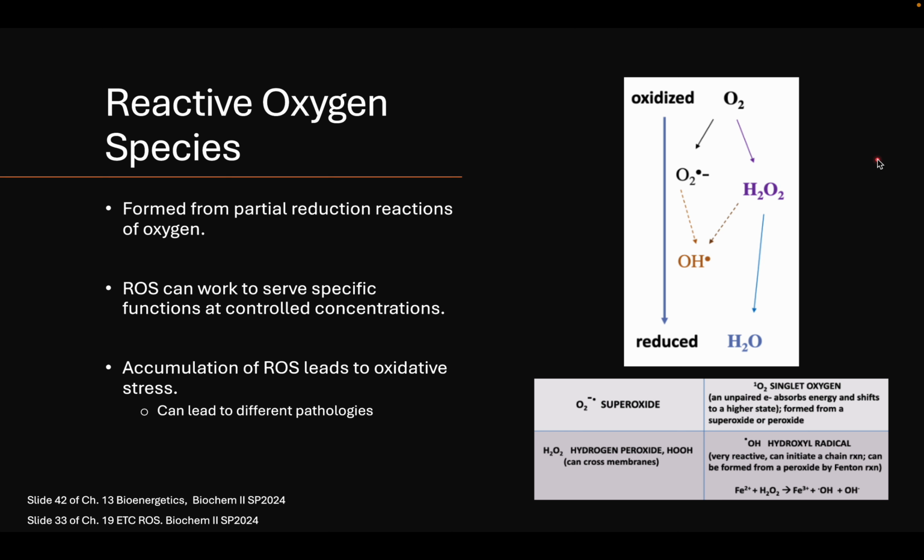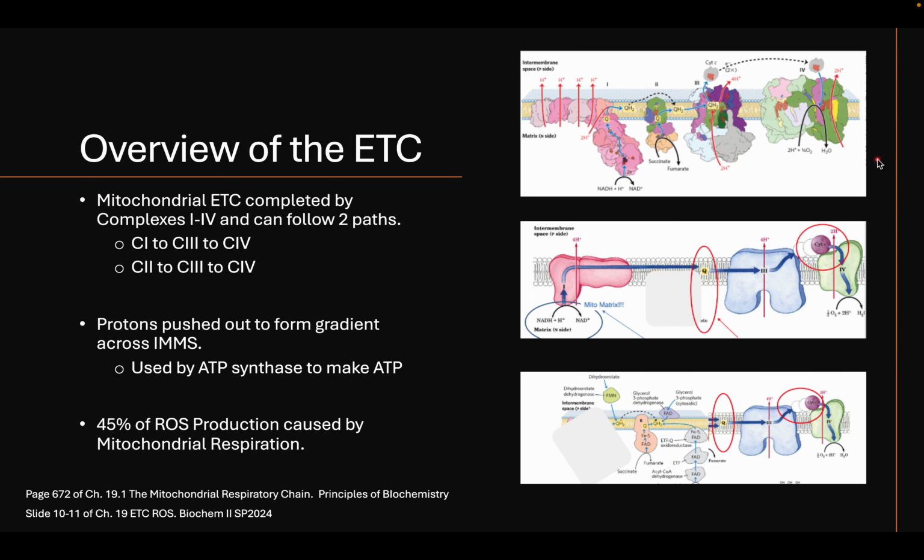So it's very important to understand where ROS are being produced and how they can be controlled, monitored, or even stopped. One form of ROS production is your electron transport chain. The electron transport chain is a four-complex system in your mitochondrial matrix that consists of complexes 1, 2, 3, and 4. And there are two ways through it. You can have complex 1 to 3 to 4, or you can have complex 2 to 3 to 4. It just depends on what starting material you are beginning with.